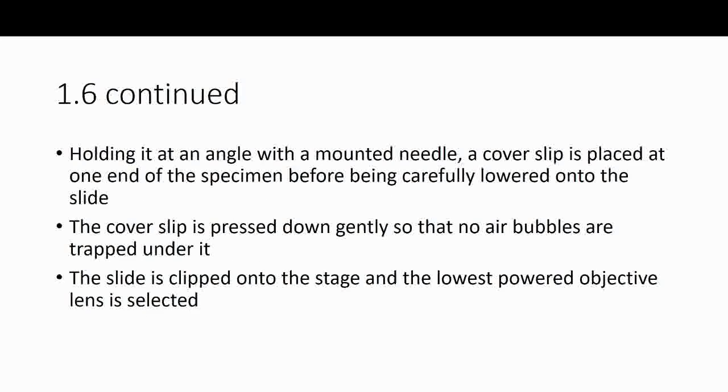Holding it at an angle with a mounted needle, a cover slip is placed at one end of the specimen before being carefully lowered onto the slide. The cover slip is pressed down gently so that no air bubbles are trapped under it. The slide is clipped onto the stage and the lowest powered objective lens is selected.